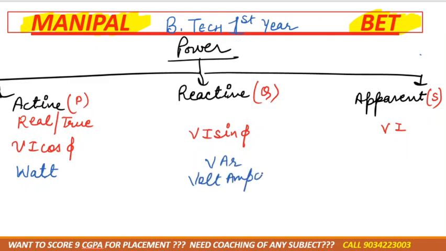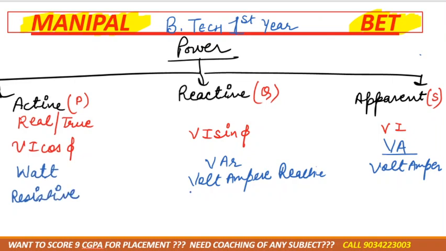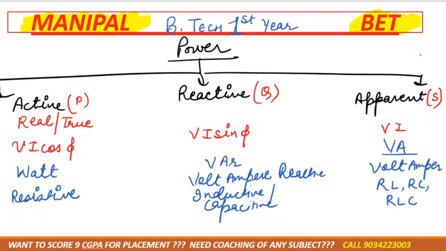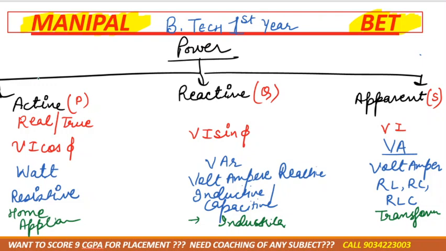The standard unit of active power is watt, the standard unit of reactive power is VAR, where VAR stands for volt ampere reactive, and the standard unit of apparent power is VA, volt ampere. Active power is used where there is a resistive load, reactive power is used where there is an inductive or capacitive load, and apparent power is for RL, RC and RLC. Resistive loads are mainly used in our home appliances like bulbs and fans. Inductive and capacitive loads are mainly used in industries and factories, like induction motors. And apparent power is mainly used at the transformer.